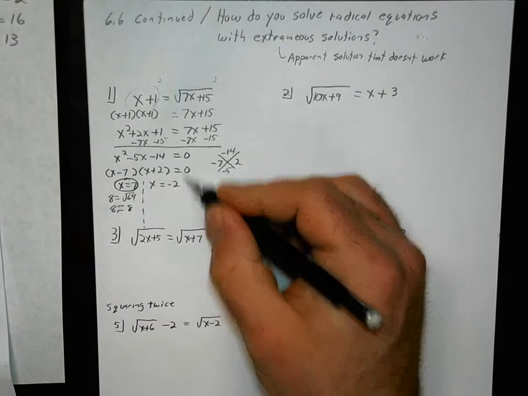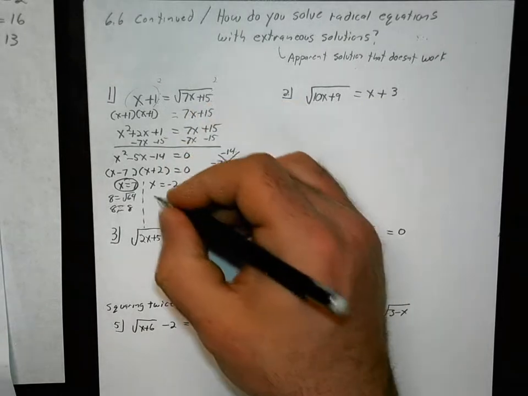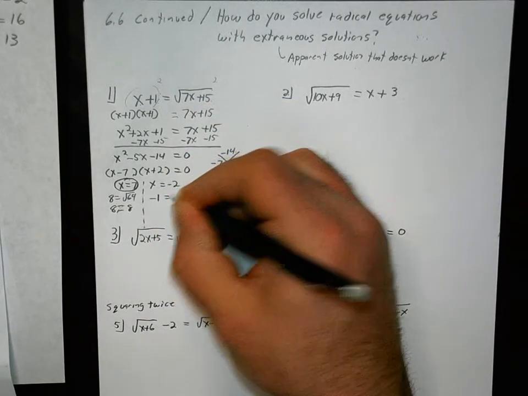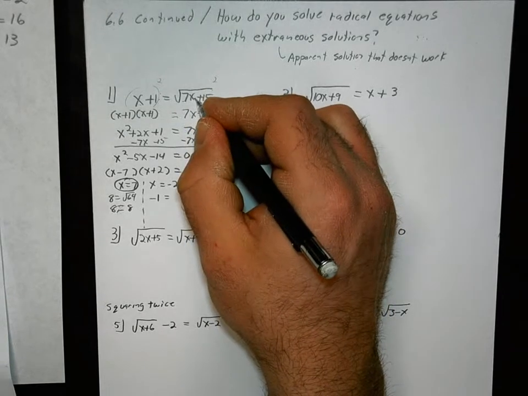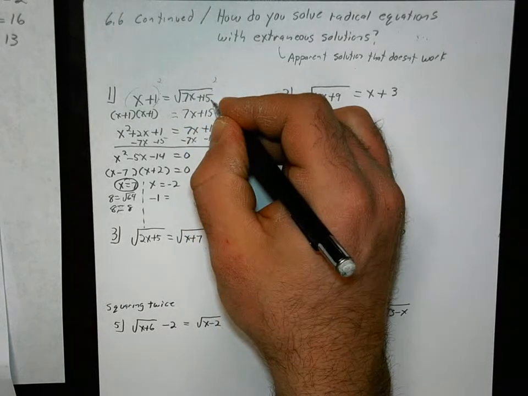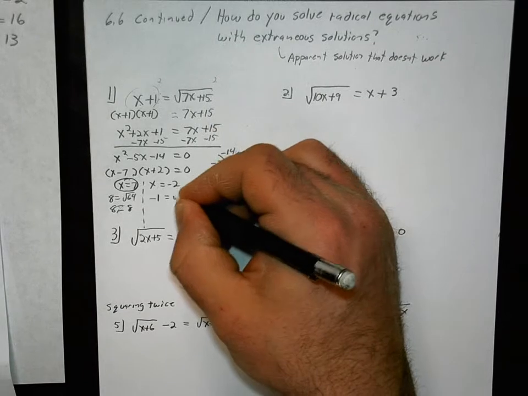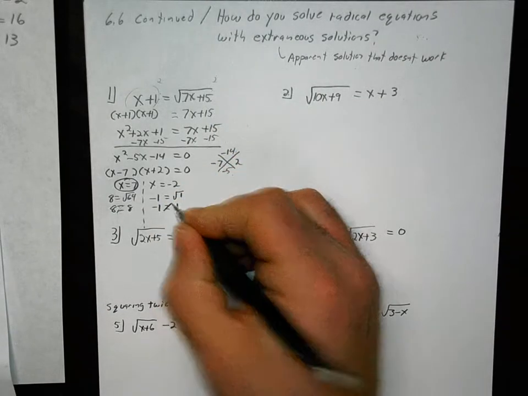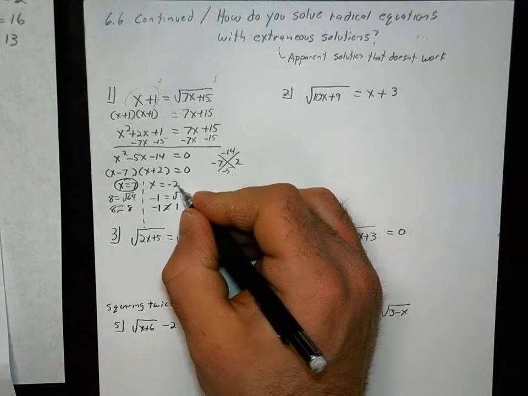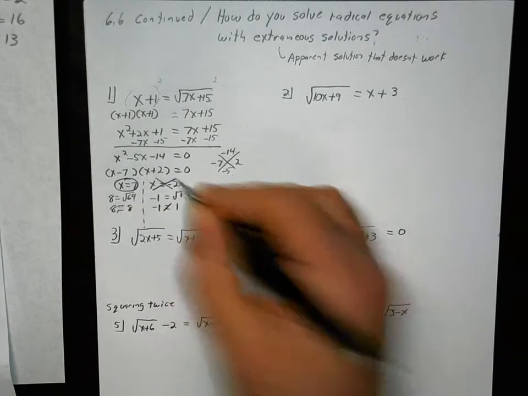When I plug negative 2 in here, negative 2 plus 1 is negative 1 on the left side. When I plug negative 2 here, I get 7 times negative 2 is negative 14, plus 15 is 1, so I get the square root of 1. So I get negative 1 equals 1. Those are not equal. Okay, so negative 2 is an extraneous solution.